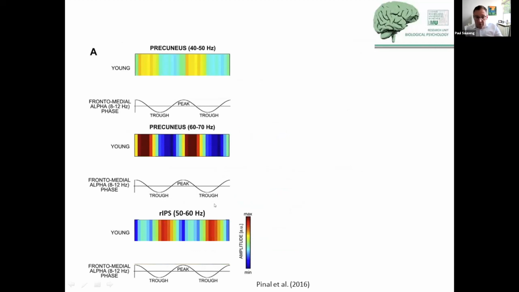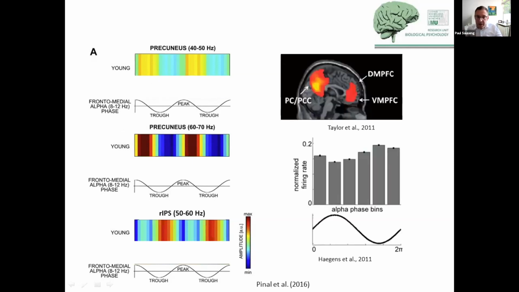So the right intraparietal sulcus seems to be quite important for retention of material in visual working memory, right? So that makes total sense. That is basically a region that seems to be task relevant. The precuneus, on the other hand, has been associated with the default mode network. It is one of the key players in the default mode network.